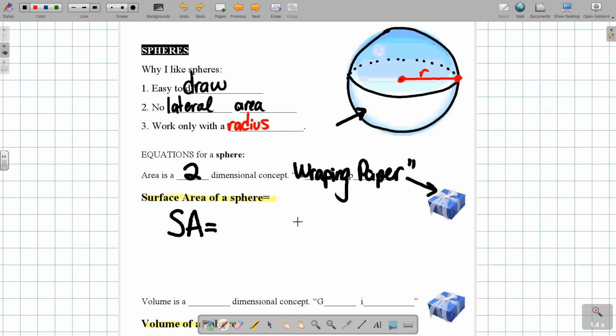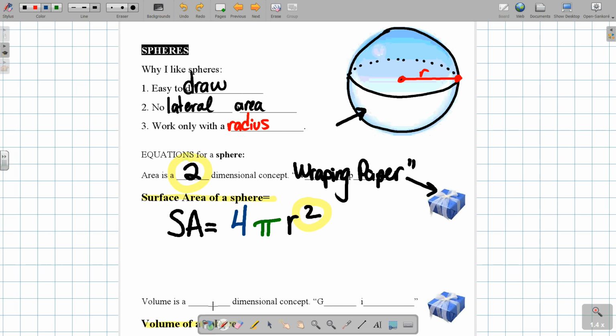All you do is it's r squared. I want you to circle that square and circle that too, please. Times pi times 4. That's it. Surface area of a sphere. That's how hard it's going to get. You square the radius times pi times 4. Notice I'm not taking a lot of time to explain where these equations come from. I'll give you a little animation of it in class, but right now we're just going to work with the equations.